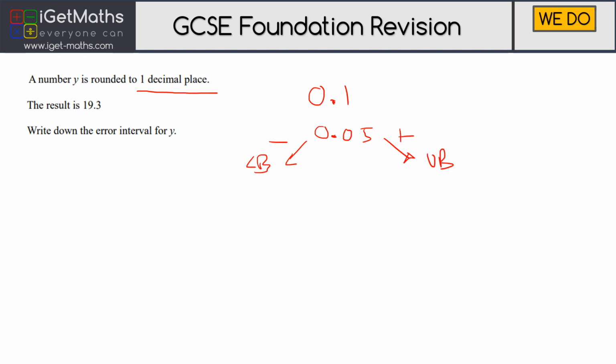And what that will give you is y is bigger than or equal to, and y has to be less than. So 19.3 subtract 0.05 will give you 19.25, and if you add it, that will give you 19.35. And you're done.